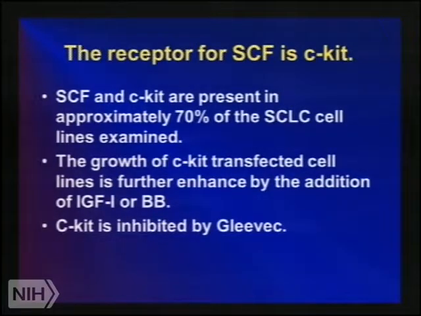Okay, so scatter factor then and c-KIT are present in approximately 70% of the small cell lung cancer cell lines examined, and the growth of c-KIT transfected cell lines is further enhanced by IGF-1 or Bombesin. And we do have a drug for c-KIT stimulation. It's the drug Gleevec. We mentioned before that that was used for BCR-ABL, but at high concentrations, it can also inhibit the receptor tyrosine kinase c-KIT.